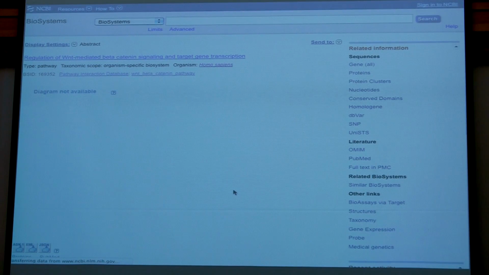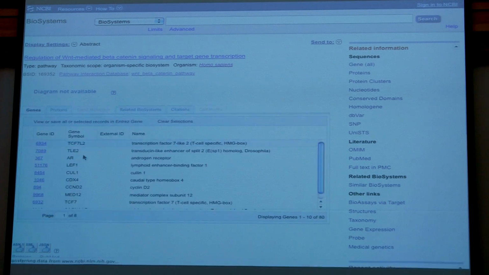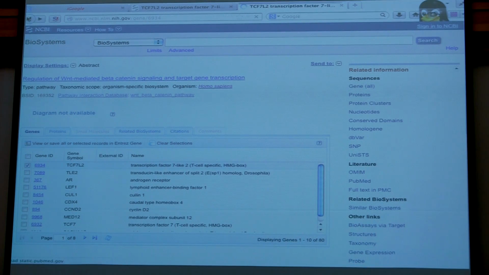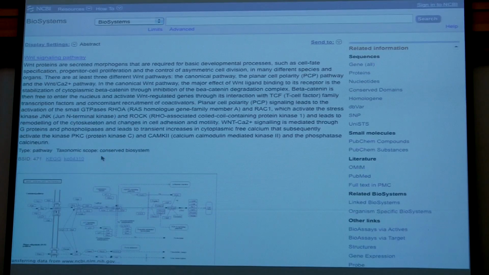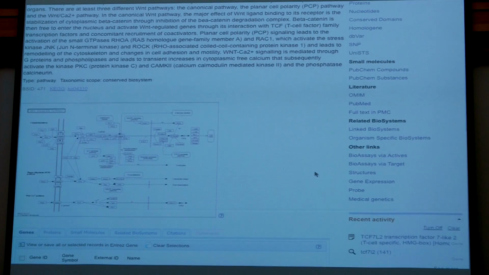Let me see if I can show you what the pathway looks like. Diagram not available. Great, picked the wrong one. Back. Wnt signaling, conserved. That should have a pathway. Yes, okay. So here is the Wnt signaling pathway. Can I make it a little bigger? No. All right. Yes, here we go.